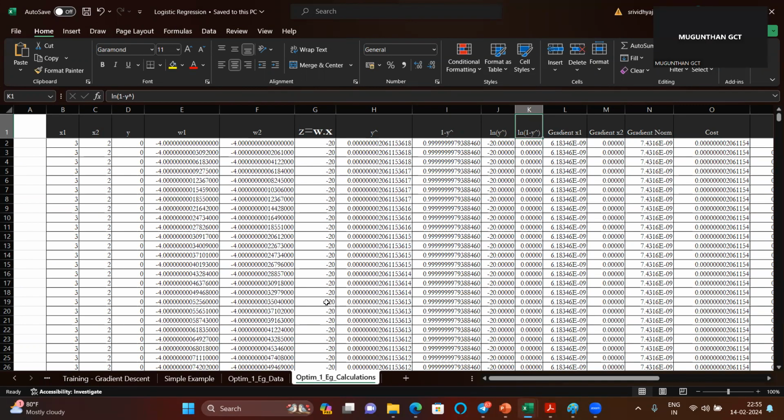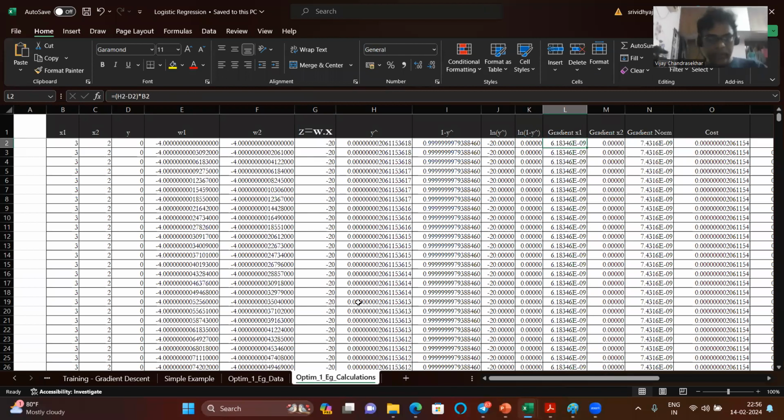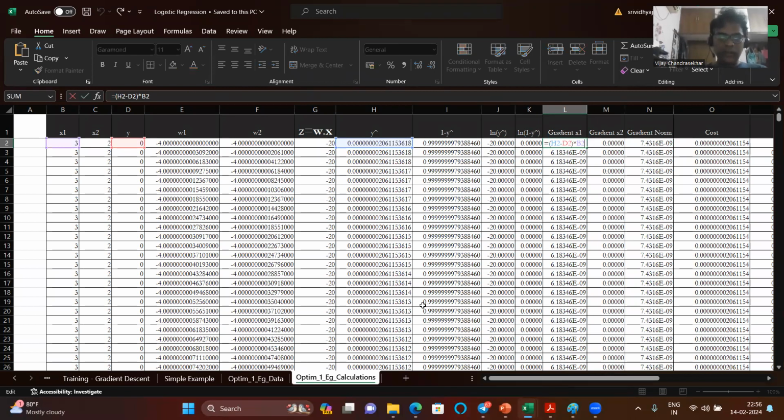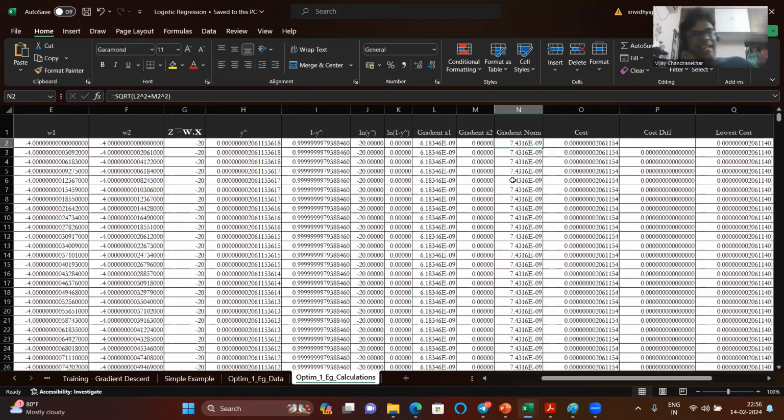Y hat minus y into x1. Okay. So y hat minus y multiplied by x1, correct? And the other gradient? Y hat minus y multiplied by x2. Would you agree? Second gradient is y hat minus y multiplied by x2. Okay. So that's what I've done here. So here we go. I have calculated y hat minus y multiplied by x1, y hat minus y multiplied by x2. Okay. I've also calculated something called as gradient norm.